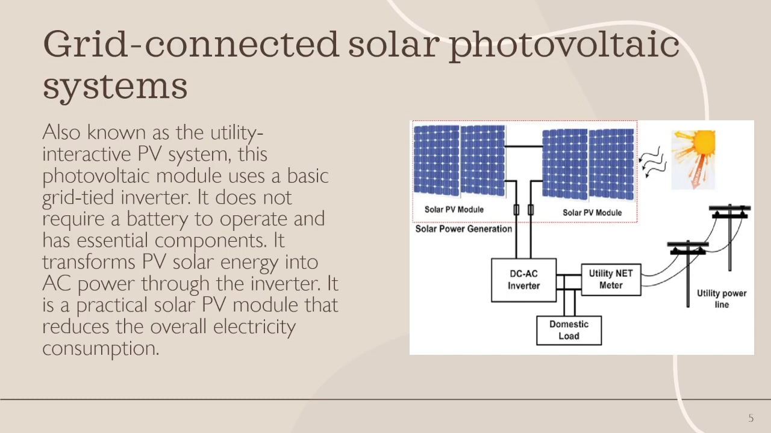First we have grid connected solar photovoltaic systems, also known as the utility interactive PV system. This photovoltaic module uses a basic grid tied inverter. It does not require a battery to operate and has essential components. It transforms PV solar energy into AC power through the inverter. Basically, the inverter converts DC to AC. It is a practical solar PV module that reduces the overall electricity consumption.